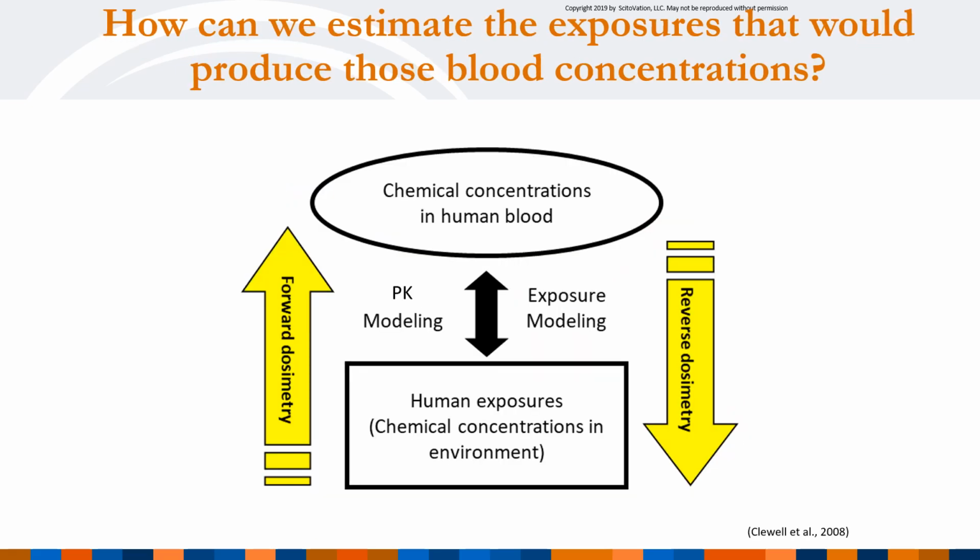Traditionally, pharmacokinetic models try to relate exposure concentration or external dose to the concentration of the chemical in blood or tissue. This is known as forward dosimetry. Alternately, measured or predicted blood or tissue concentrations of chemicals can be combined with the known pharmacokinetics of this chemical to estimate the external dose that would be required to achieve this measured or predicted internal concentration. And this second approach is what we call reverse dosimetry.